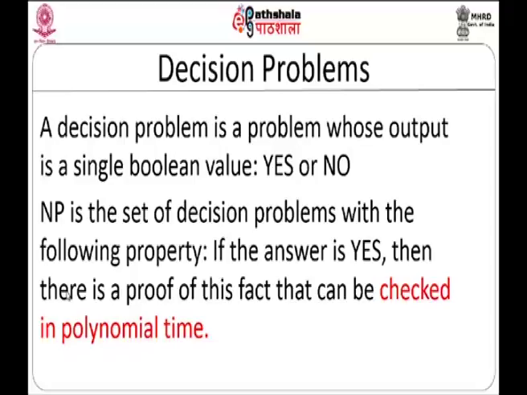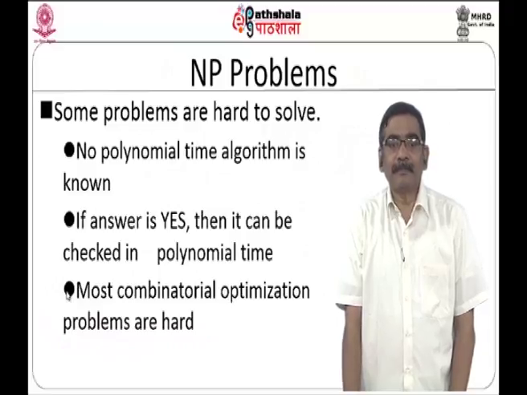So, any problem can be converted to a decision problem, and as we have seen here, decision problems have only two outputs, yes or no. Decision problems whose output is yes mean the problem is solvable, and the important criterion is that NP means there must be a polynomial algorithm available to check the output of these algorithms.